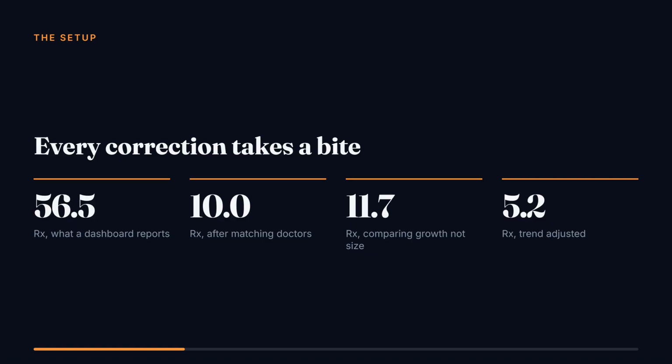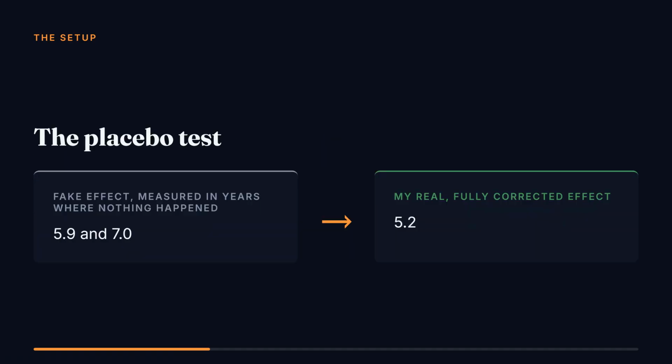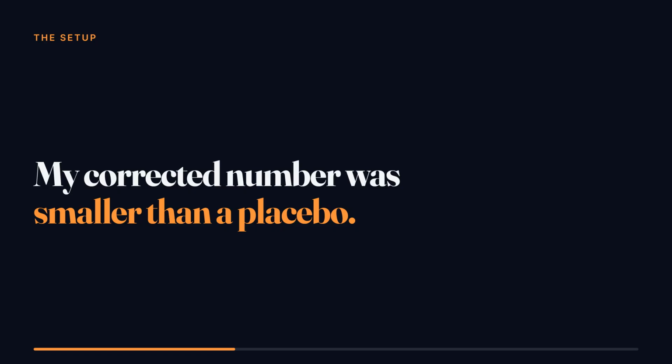Then I corrected it: matched comparable doctors, compared growth instead of size, removed the trend that was already there. 56.5 fell to 5.2. Then I ran the test that decides whether any of it holds. I measured the same effect in years where nothing happened. Those fake effects came back at 5.9 and 7.0. My real corrected number was 5.2. Read that literally, and I cannot rule out that the true effect is 0. The only fix is an experiment.